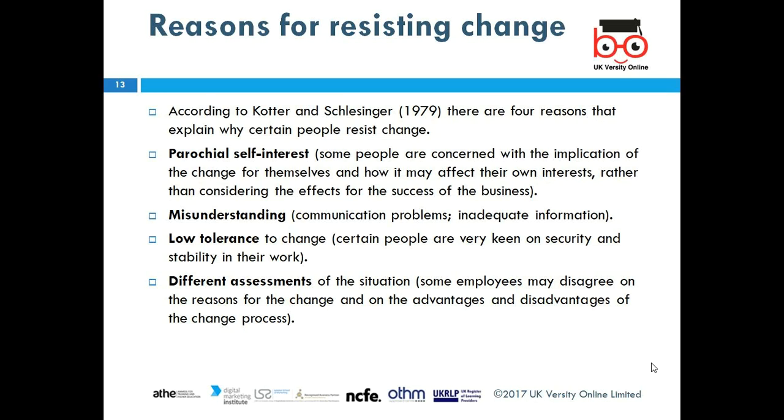said there are 4 reasons why. Self-interest can be due to some people being concerned with the implication of the change for themselves and how it may affect their own interest rather than considering the effect on the success of the business. Misunderstanding, communication problems, inadequate information can create a problem. Low tolerance to change: certain people are very keen on security and stability in their work.